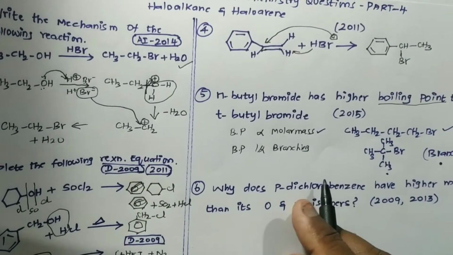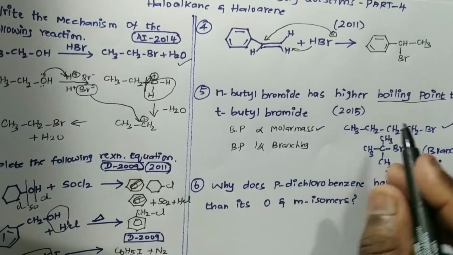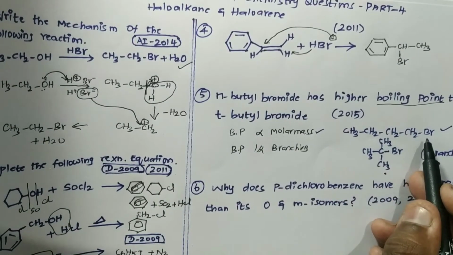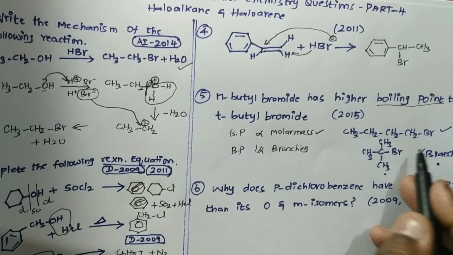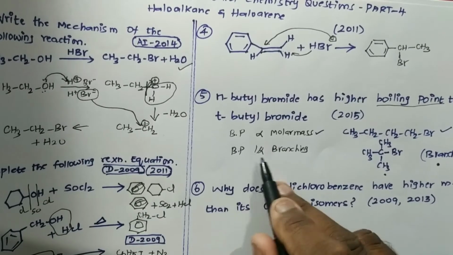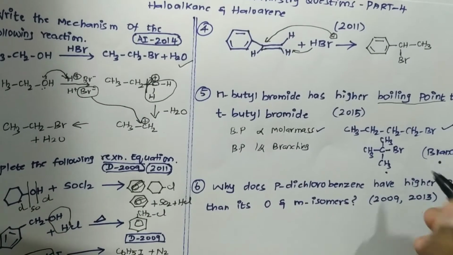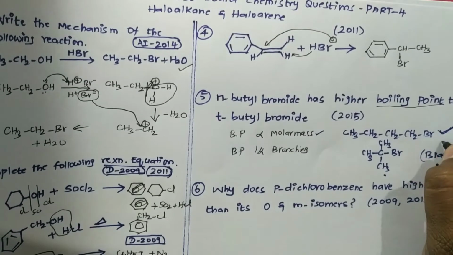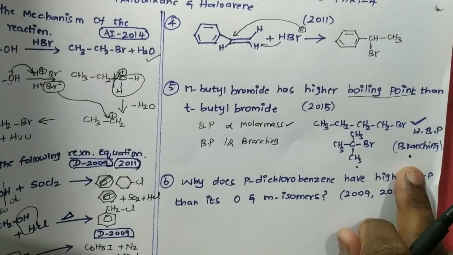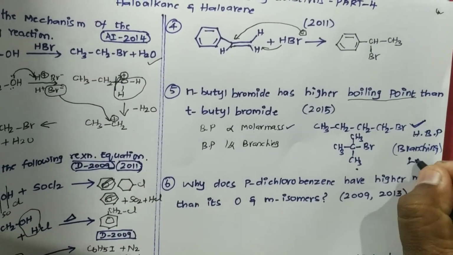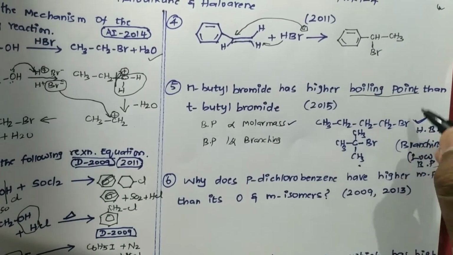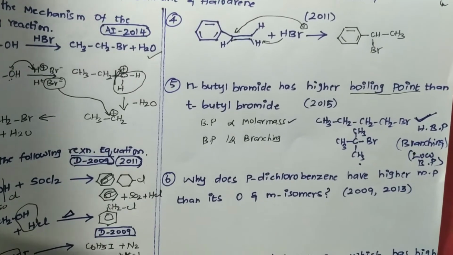But the second concept we have to concentrate on is the branching. So here it's a straight chain. The boiling point will be very high for straight chain compounds. Once the branching comes, the boiling point decreases. The boiling point decreases as the branching increases. That is why this has a higher boiling point than this one. This has a low boiling point. The branched one will have a low boiling point, and this will have a higher boiling point.